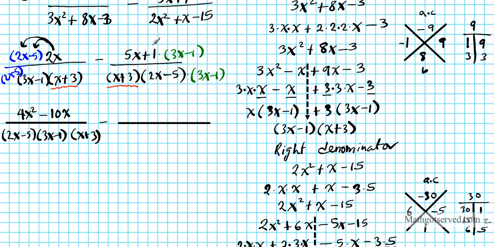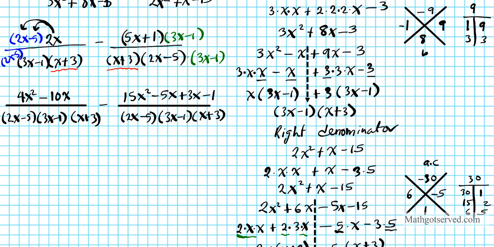Minus. On the right side, we're going to go first, outer, inner, last. So when we do first, we have 15x squared, outer, minus 5x, inner, plus 3x, last, minus 1. Okay, so we just pull this out: first, outer, inner, last. Divided by, let me rearrange these products on the bottom so it's identical with the one on the left so we don't get confused. 2x minus 5 times 3x minus 1 times x plus 3.